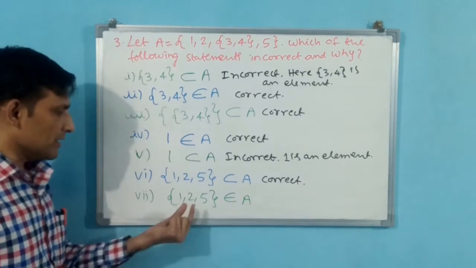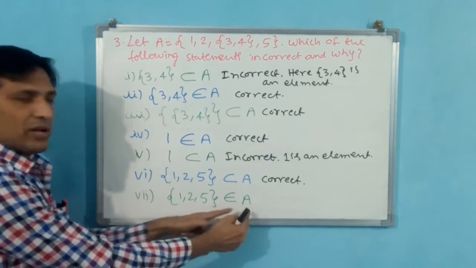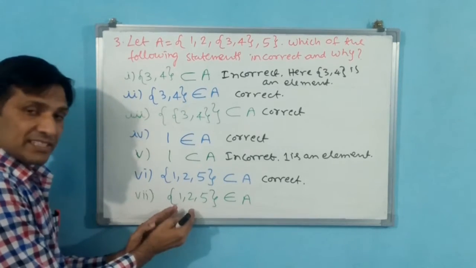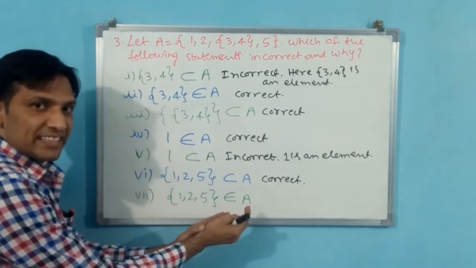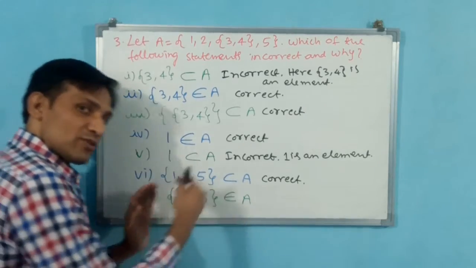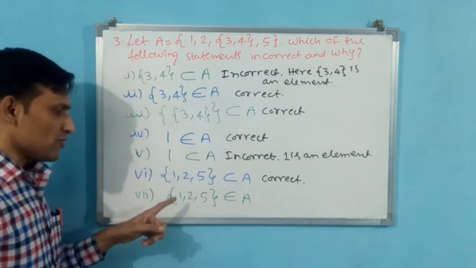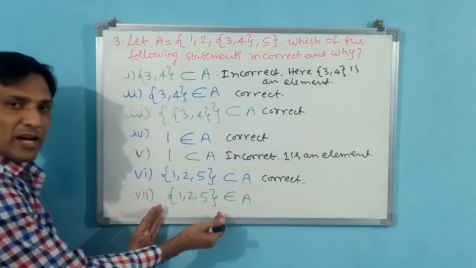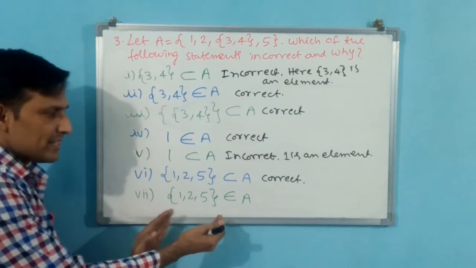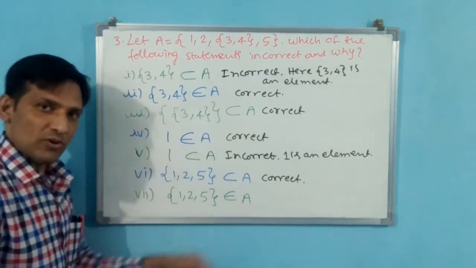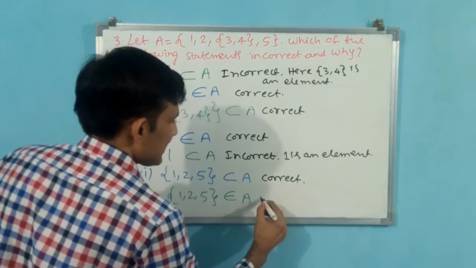Seventh one. {1, 2, 5} under braces belongs to A. 100% wrong. Why? Because without braces means belongs to, and with braces means it is a set. A set doesn't belong to a set. A set is a subset of a set; elements belong to a set. Now rather than elements, they have made a set, but they are saying belongs to. Wrong. Incorrect.